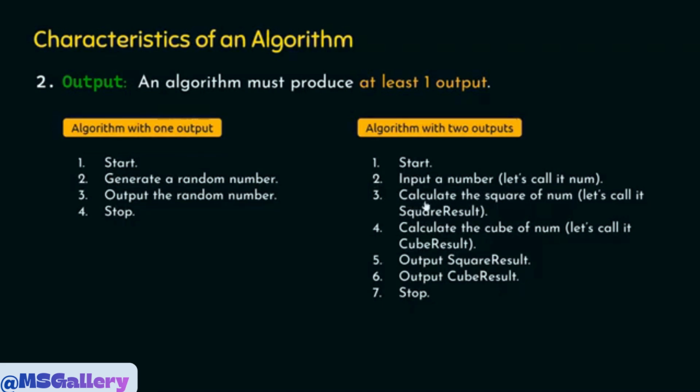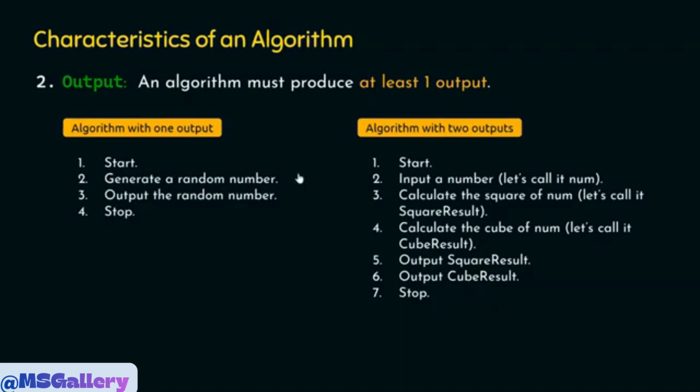And then we are calculating the square of num. We are calling it square result. Then we are calculating the cube of num. We are calling it cube result. Finally, we are outputting square result and cube result. So this algorithm is an example algorithm with 2 outputs. It is possible for an algorithm to generate more than one output, but at least one output must be there.